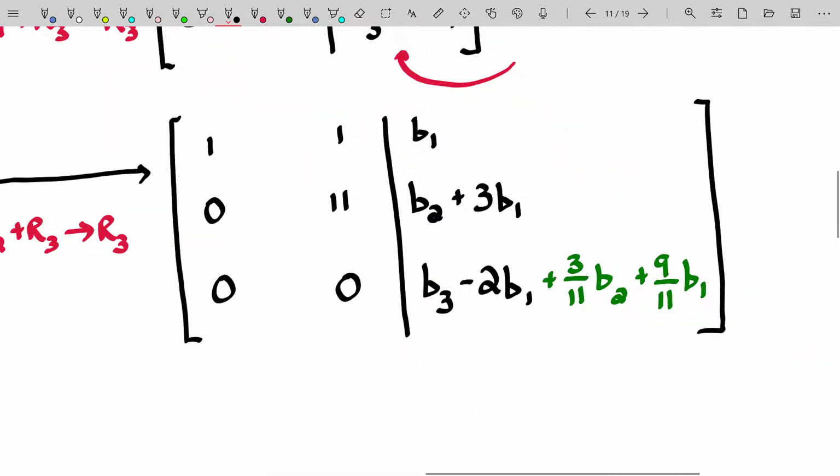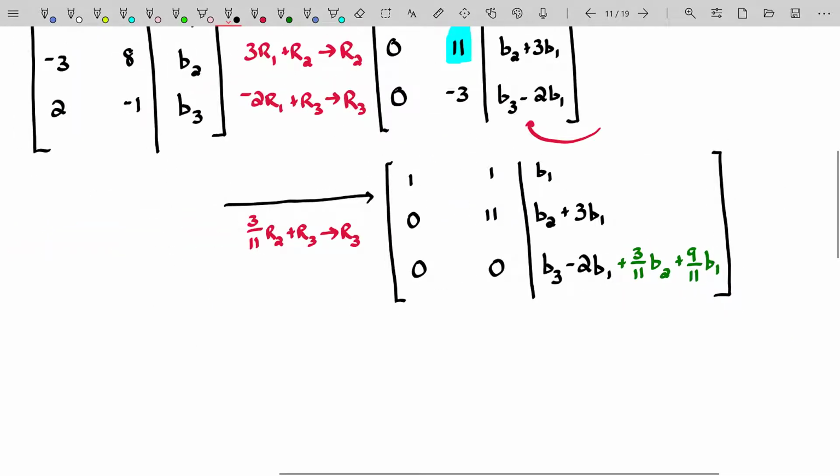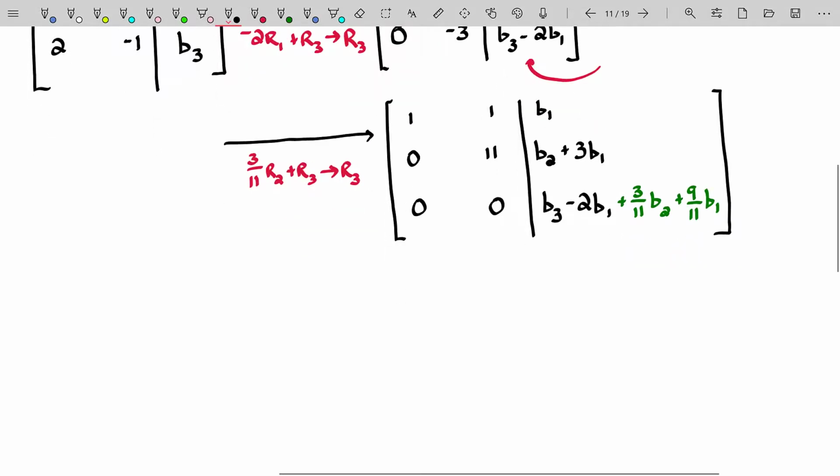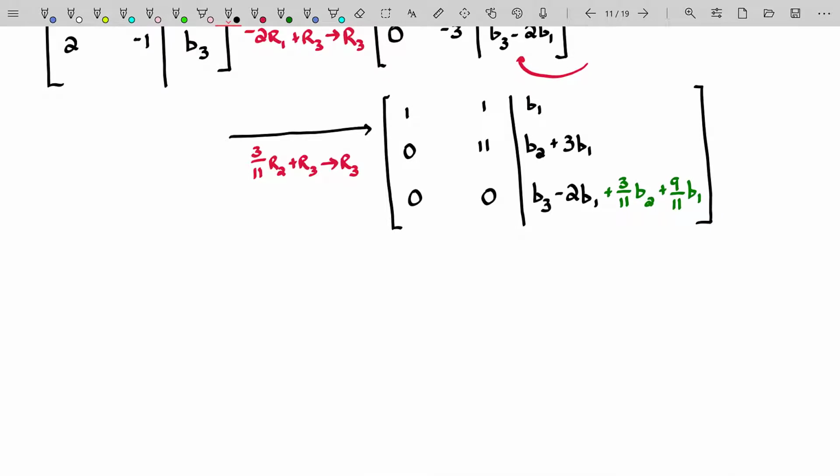That last little bit of green ink there, that's just me saying, okay, I'm taking 3/11 times this entry, and I'm adding it to the entry right here. I just used green to show that addition, and now I'll clean that up in one final step so that we have all terms, like terms, combined.